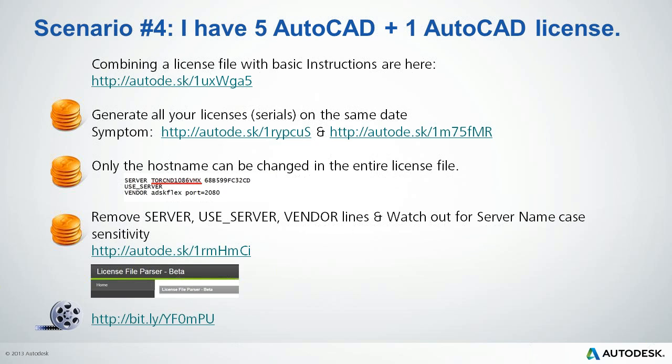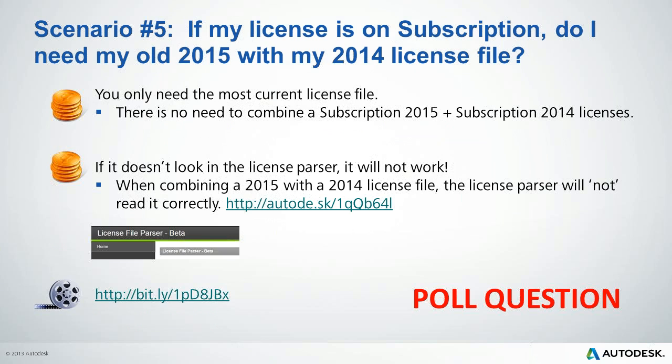Okay. Number 5, if I have a license that is on subscription with 2015, do I need to combine it with the 2014? And the answer is, you don't really need to. You only need your 2015 license because that actually gives you 3 versions back. So you should actually just back up your 2014 license file. Another thing is when you combine these 2 licenses together and you parse it in the license parser, it actually will look a little funny. And again, we can give you a quick demo of that.